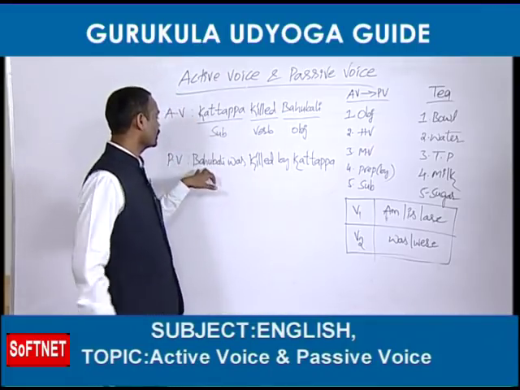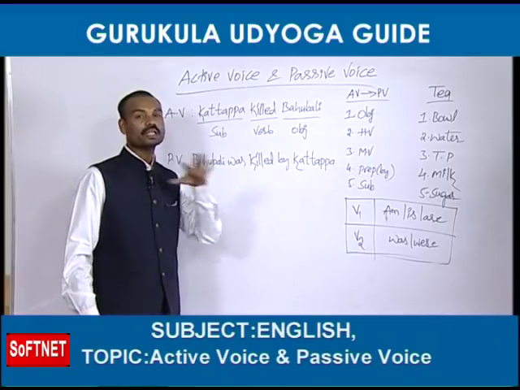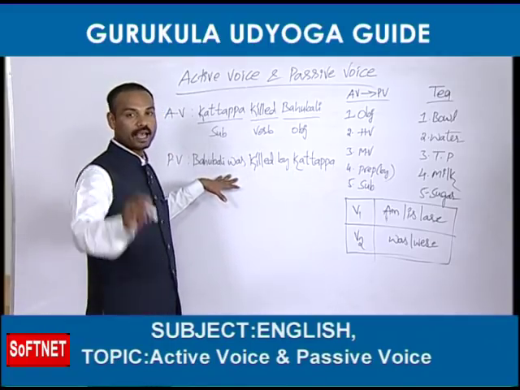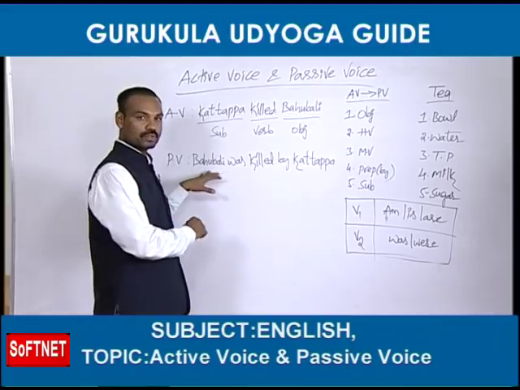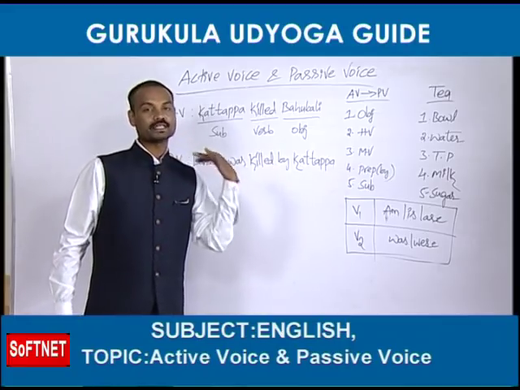Okay. See, here is a sentence: Bahubali was killed by Kattappa. This sentence has started with the object. So, that is what is called passive voice.